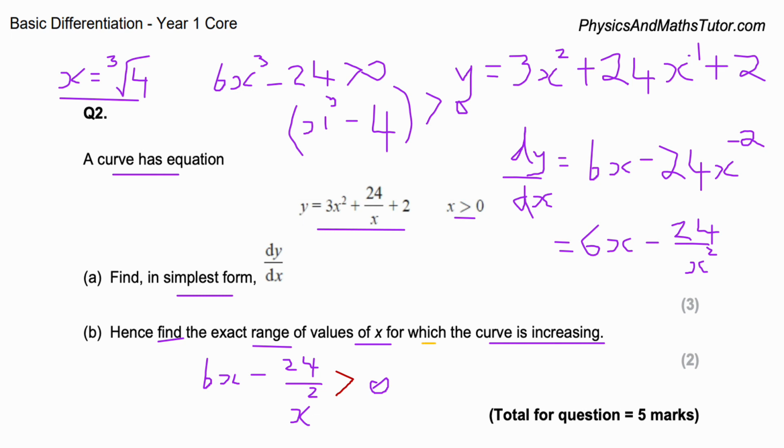So the exact range of values for which the curve is increasing, well, that's when we have x is less than the cube root of 4. So hopefully it makes sense, guys.